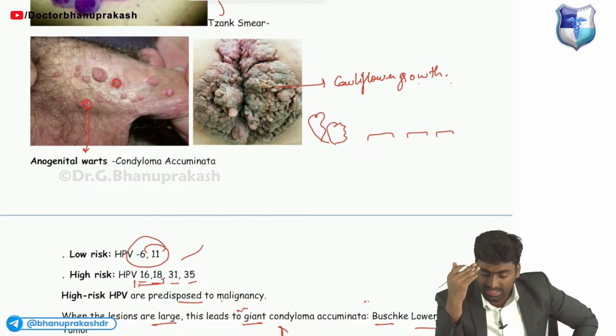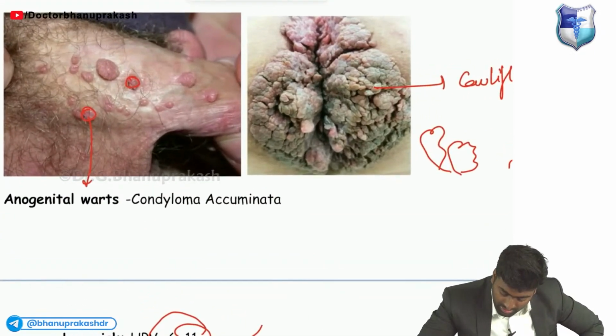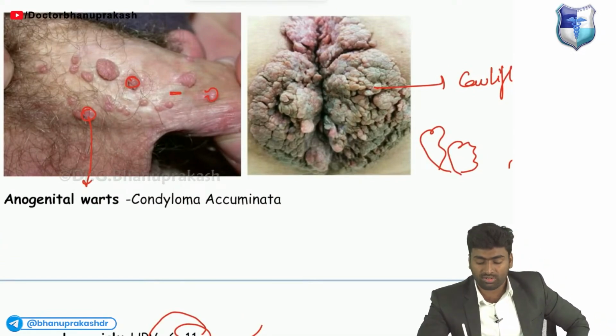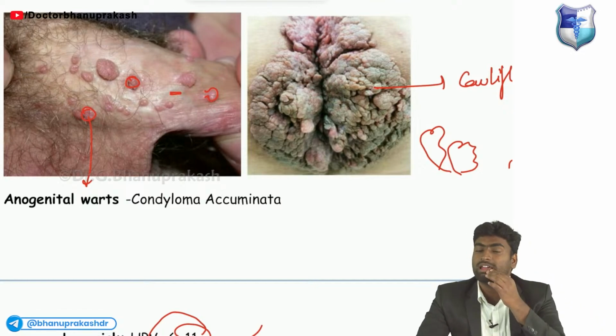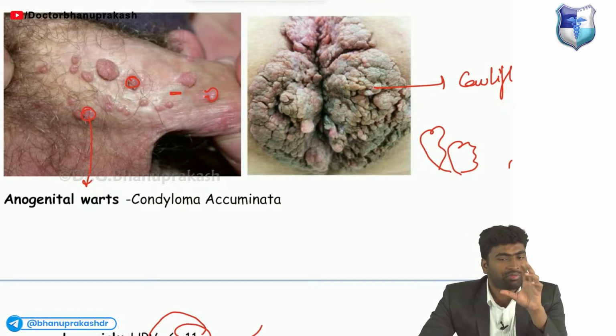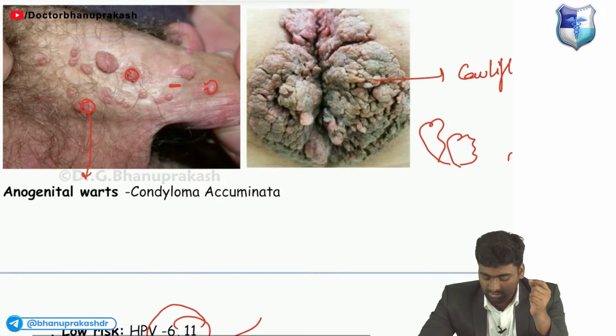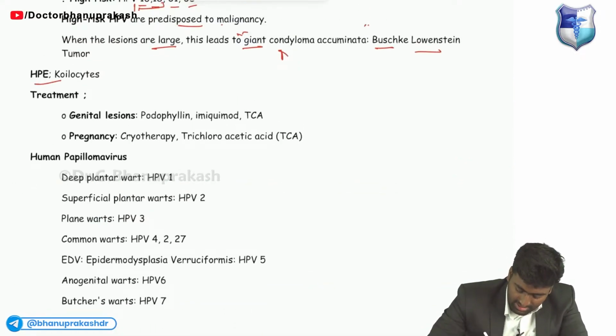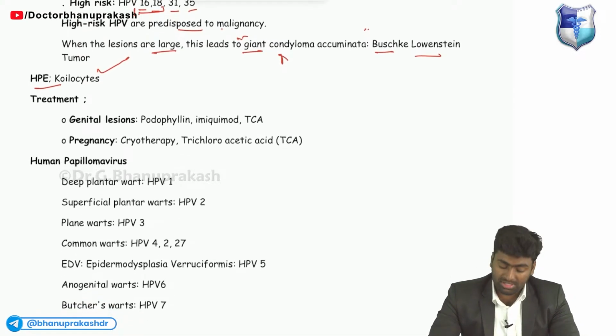The first was looking flat. Now here you see it is enlarging, so it is the warts. There will be a small differentiation, and once you see those images, you will get the clarity. Next, in the case of HPV infections, you will be able to see the presence of koilocytes.